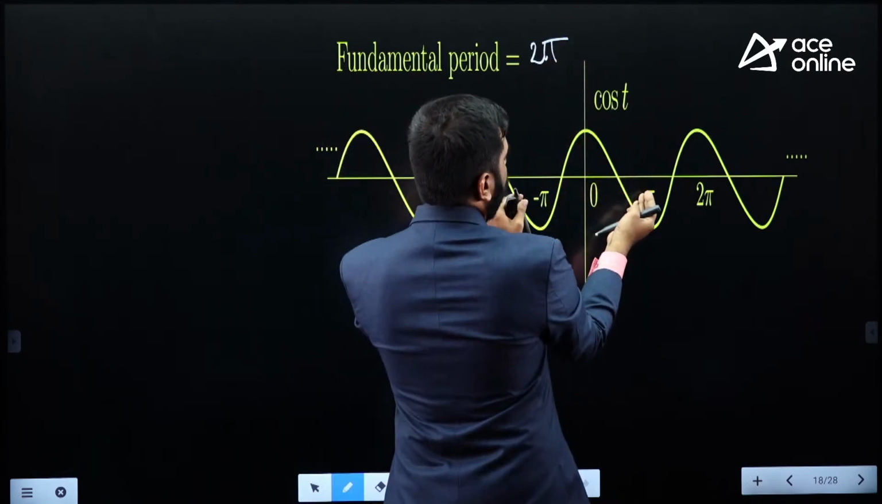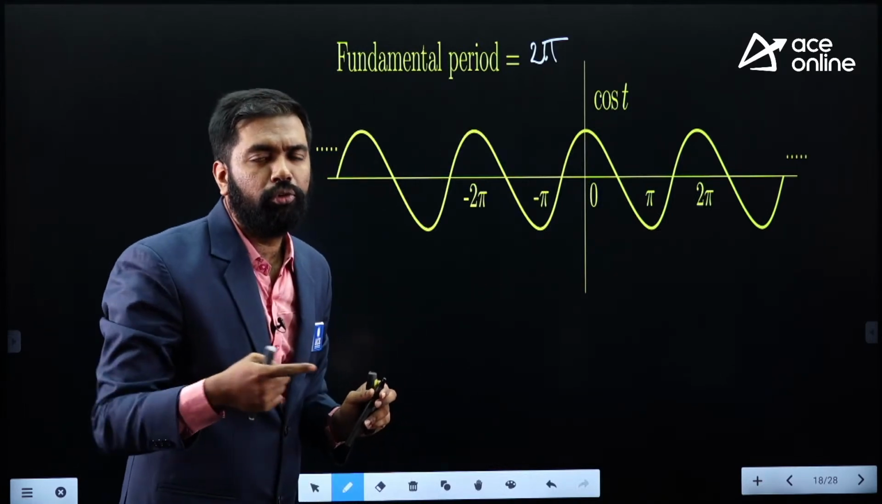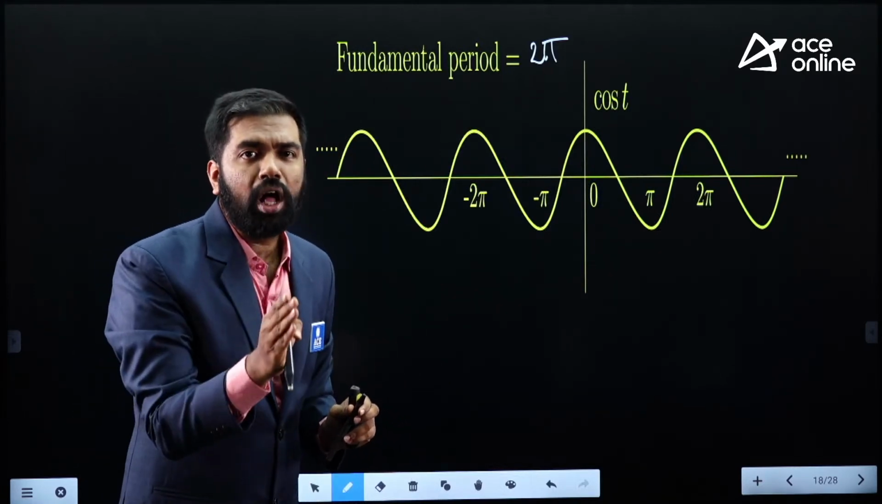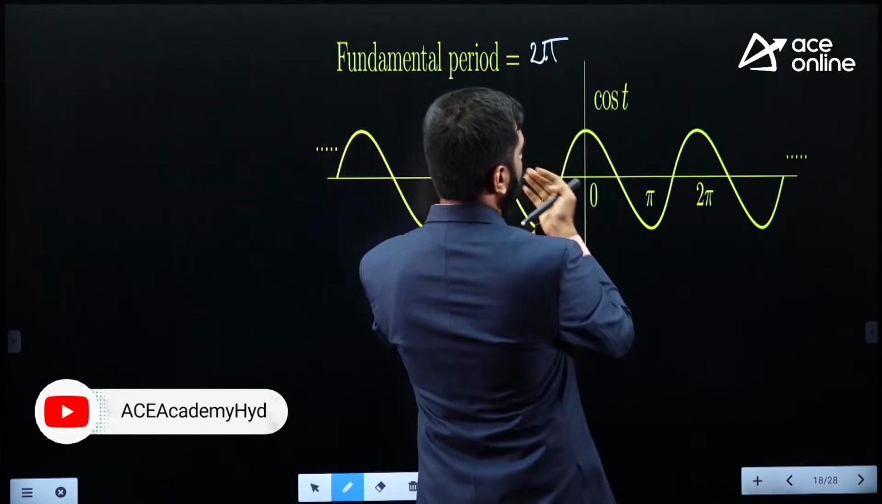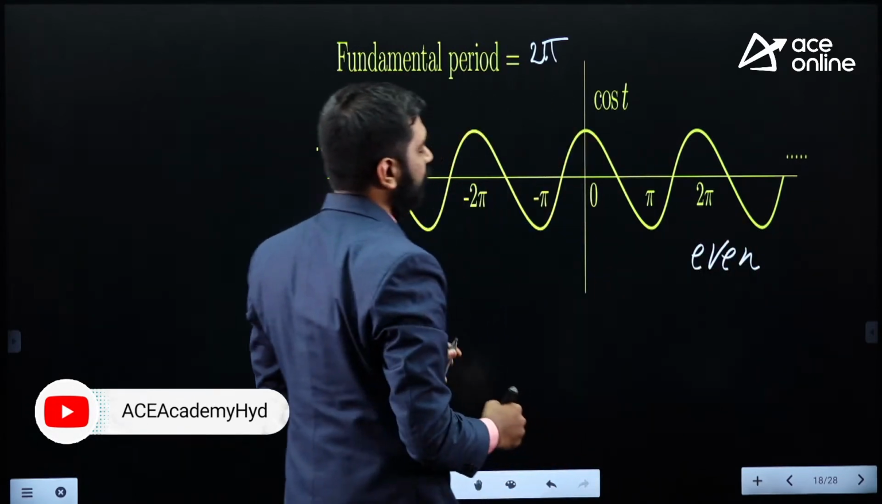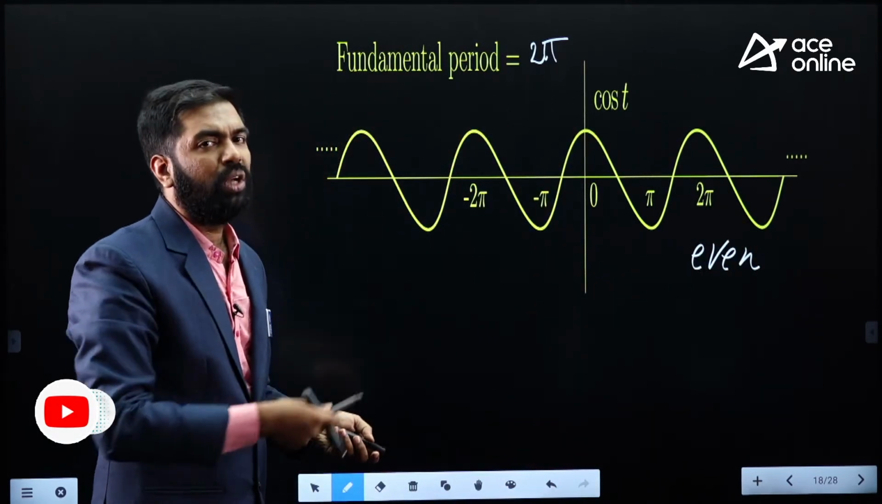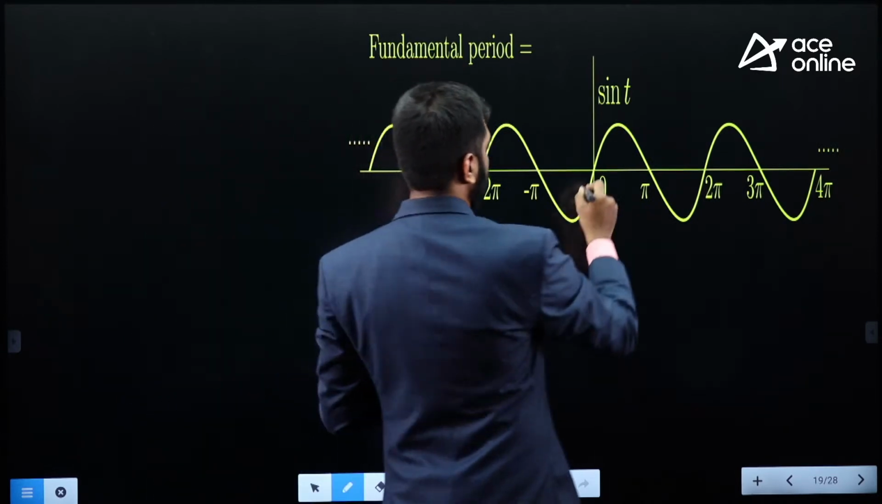If you rotate this waveform about the y-axis, you are going to get the same thing. Try it. If you rotate this about the y-axis, you get the same thing. So because of this, it's an even signal. Let me show you an example of an odd signal. Look at this, the sine function.